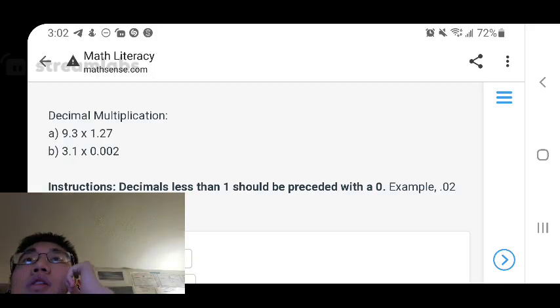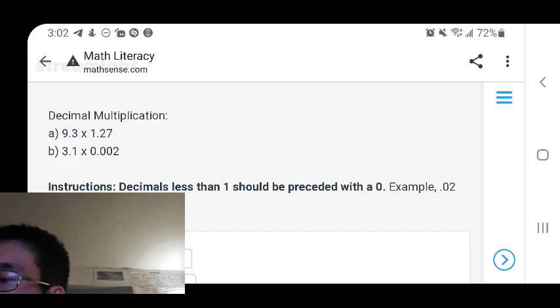18. Alright, so we do 9.3 times 1.27. Multiplication, I'm just going to do that. I don't know what you call it, that thing. You write 9.30 times 0 times 7. 1. 3 times 7, 21. Carry 2. 18, that's 20. 2010. Yep, that's right.